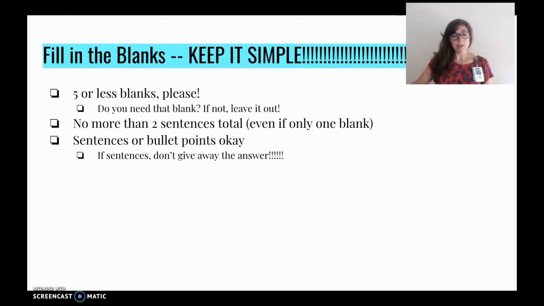Okay. Following the principle of keeping it simple, avoid doing more than 5 fill-in-the-blanks on one card. And make sure that they're all absolutely necessary. If you don't need to have a blank there, don't put it there. Also, as you'll notice, all of my fill-in-the-blank examples were either complete sentences or bullet points. If you use complete sentences, make sure you don't give away the answer with your grammar.